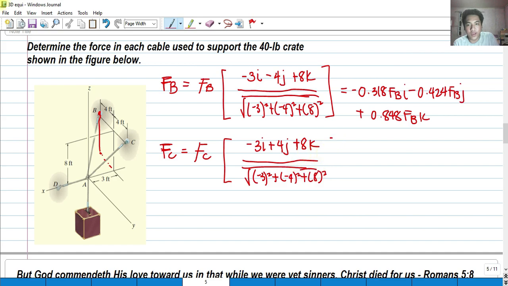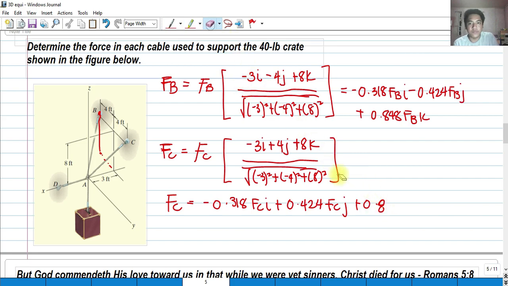So if you evaluate this, our vector F sub C would be negative 0.318 F sub C i plus 0.424 F sub C j plus 0.848 F sub C k.